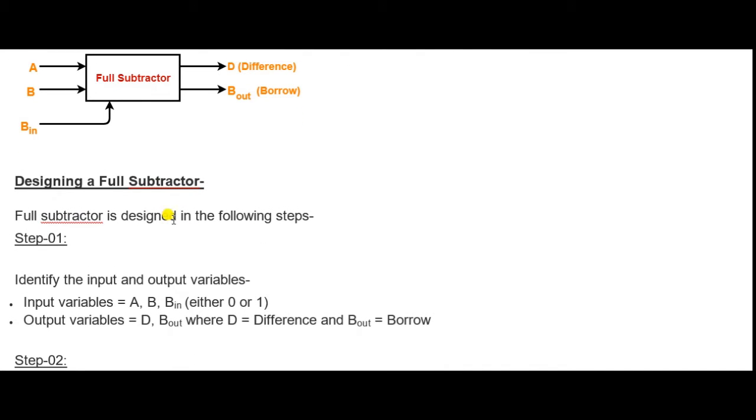Full subtractor is designed in the following steps. Step number 1, identify the input and output variables. By looking at this block diagram, it is very easy to identify the inputs and outputs. So we have input variables A, B and borrow in, and output variables capital D and borrow out, where capital D equals difference and capital B out equals borrow.